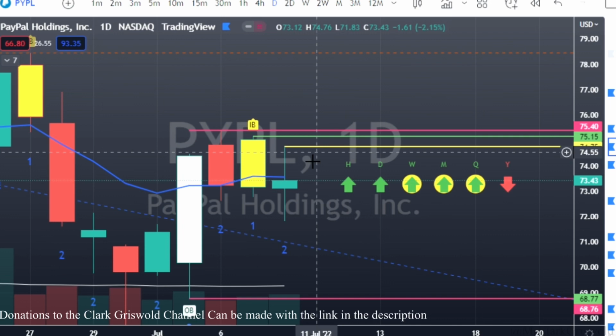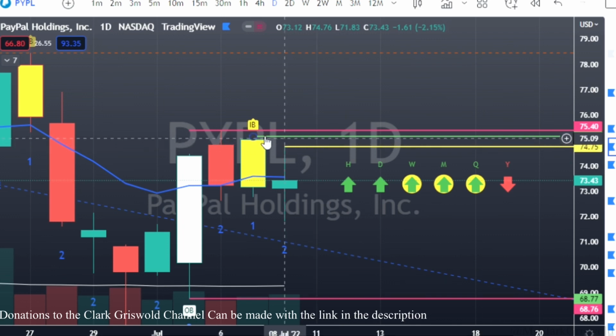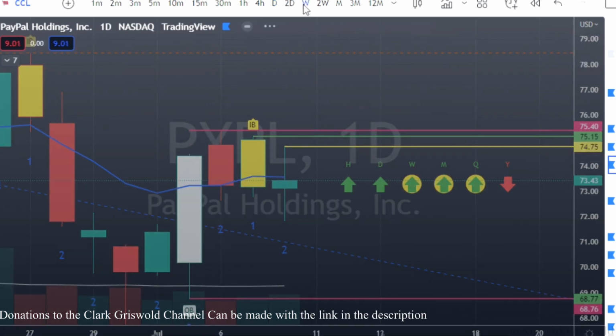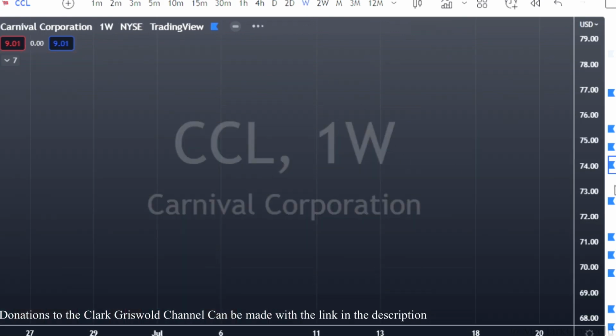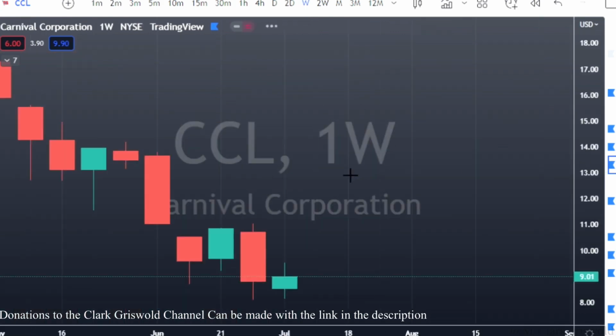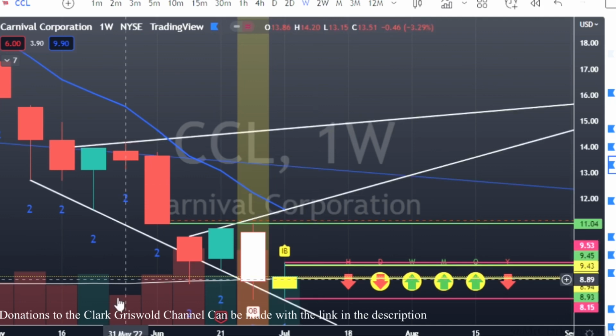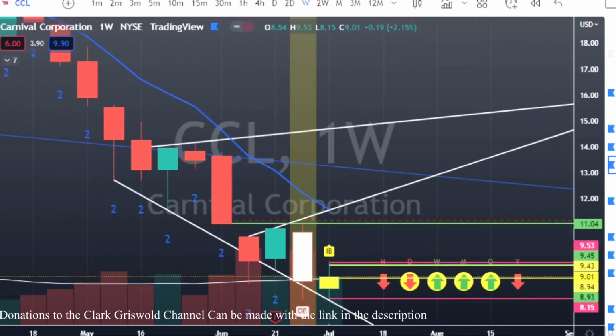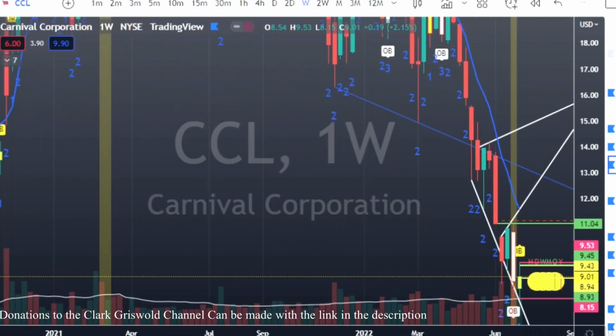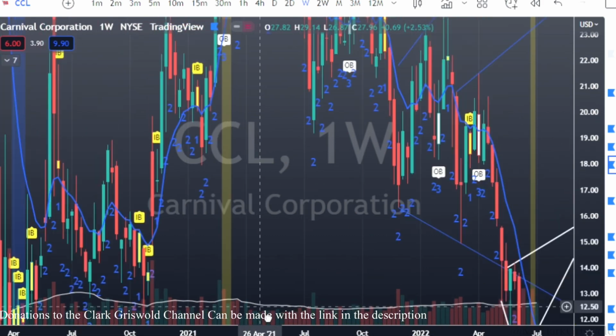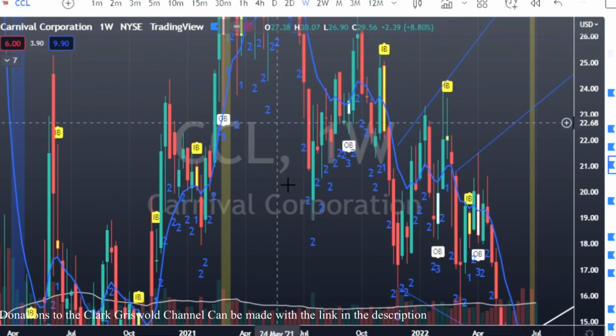If we trigger to the upside on the day and hit through the first 2 targets, we have just triggered to go long on the weekly on PayPal. Now CCL has the 3-1 setup. And again, let's go back and look. There's the 3-1 setup. We found it because of that Griswold Strat indicator.